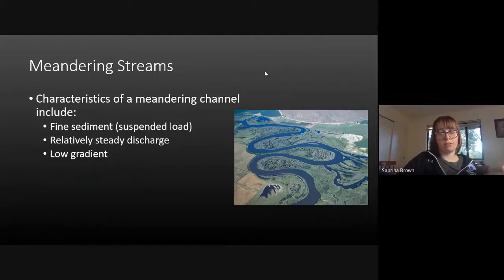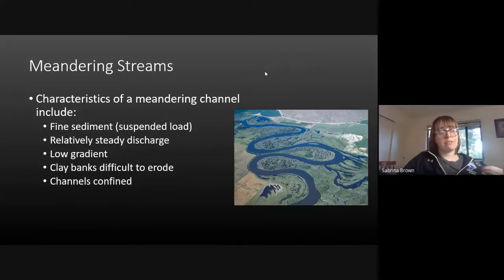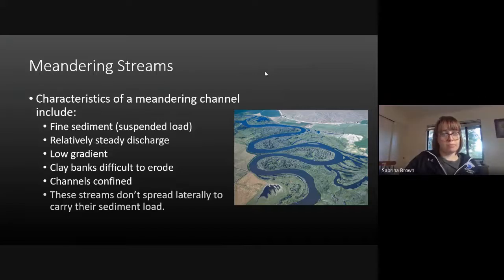So places where elevation change isn't very big. The clay banks of meandering streams, right? So these are largely based in places where we have lots of clay making up our soils. Because we have clay banks that are hard to erode, that means that the channels are confined. And so instead of spreading really wide, all that energy is used to erode away the outer bank and deposit on the inner bank.